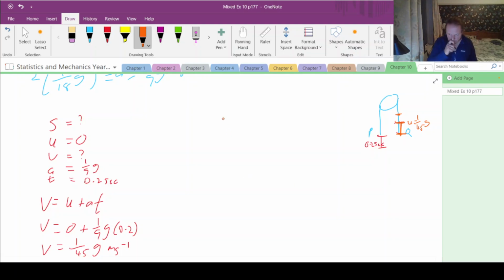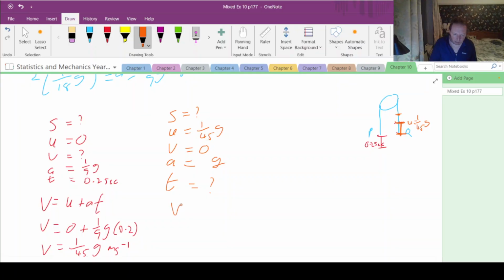Okay, so using SUVAT again, for that little bit of free fall upwards. Okay, let's do SUVAT on that. And we don't know the distance. I've just said that the initial speed is 1 over 45 g. The final velocity will be 0. The acceleration at that point will be slowing down because it's going from the 1/45 g to 0. And the thing that is slowing it down is gravity. And the time I don't know, but I do want to know.